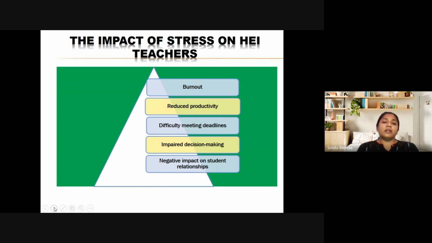Coming to the next one, the impact of stress on higher educational institution teachers. What impacts do higher educational teachers experience from stress? First one is burnout. Burnout comes after the step of fatigue. Burnout is the state of emotional, physical and mental exhaustion caused by excessive and prolonged stress. It automatically affects the teacher's mindset and behavior.